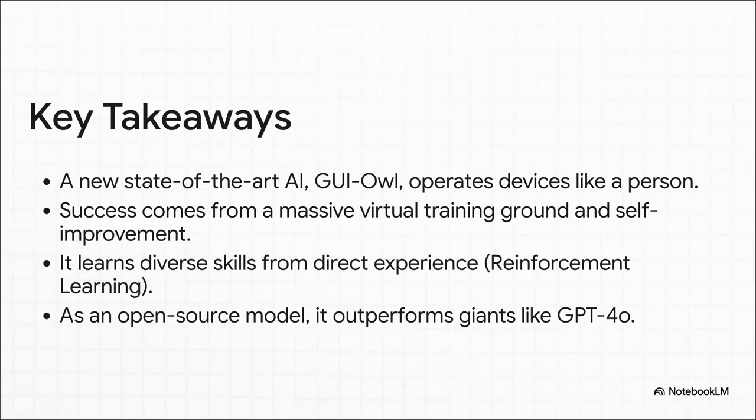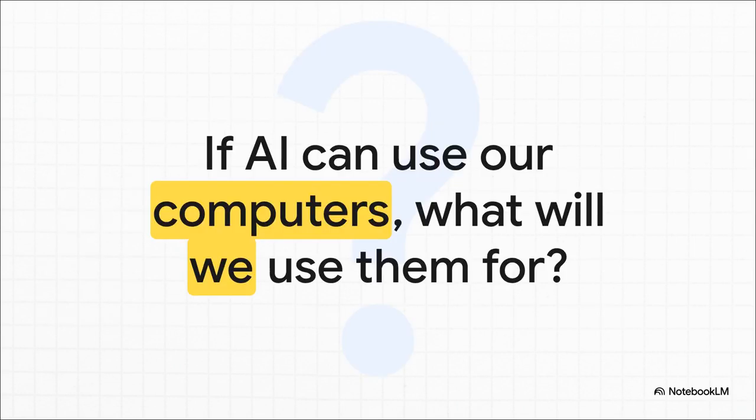All right, let's recap. We've got GUI-Owl, this new open-source AI that can drive our devices just like a person. We've seen that its crazy good performance comes from that unique training method, that huge virtual playground, and that really clever self-improvement loop. And honestly, the results speak for themselves. It's blowing past some of the biggest names in the game, and it really could change our entire relationship with our digital world. And that leaves us with a pretty wild question to think about, doesn't it?